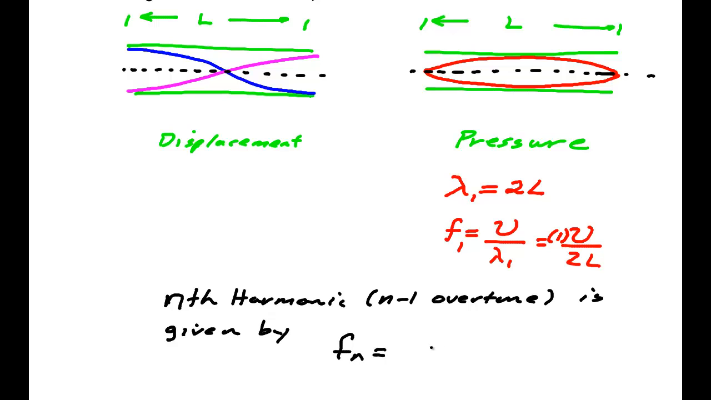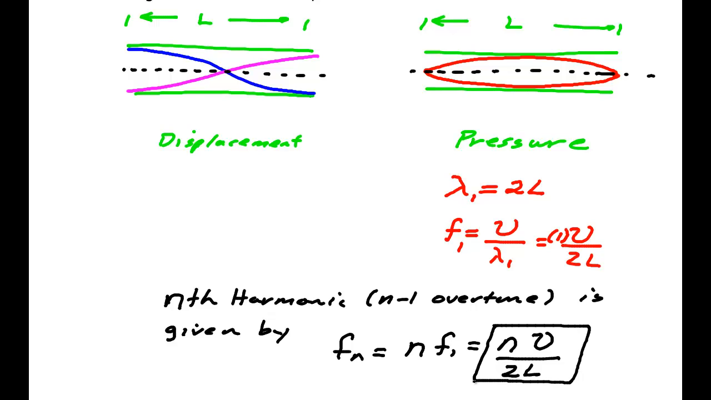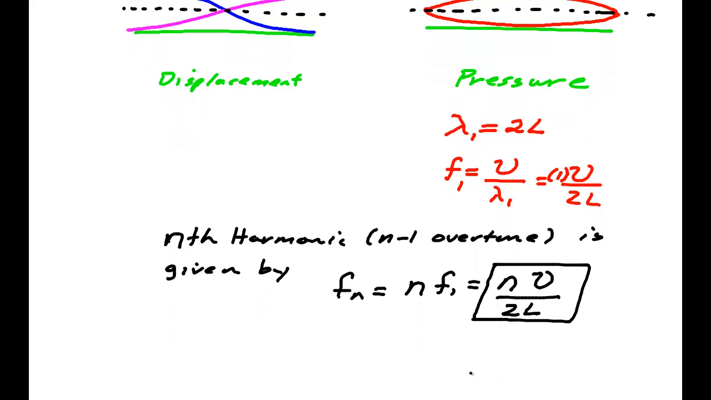F_n is equal to n times the fundamental frequency, which is n times the speed of sound in the tube divided by 2L. This is exactly the same formula as for the string case. So if you know the strings, you've got the same thing. It's just we're dealing with pressure waves instead of string waves.